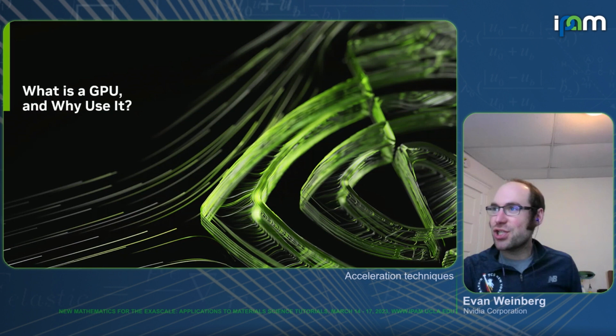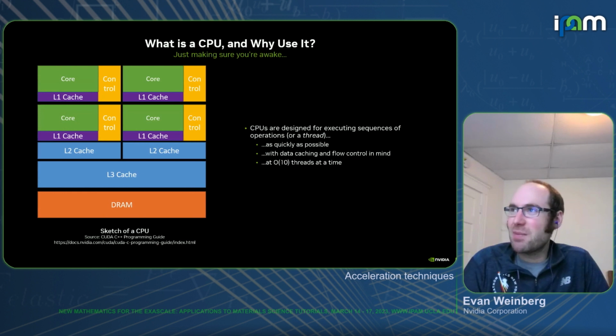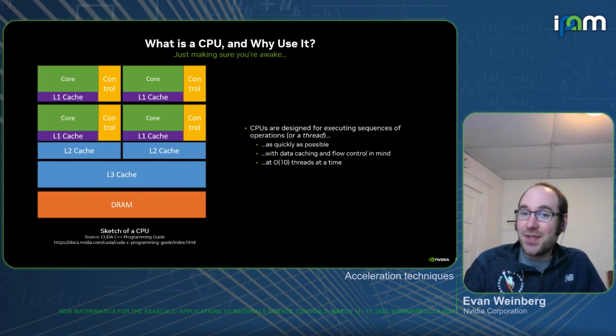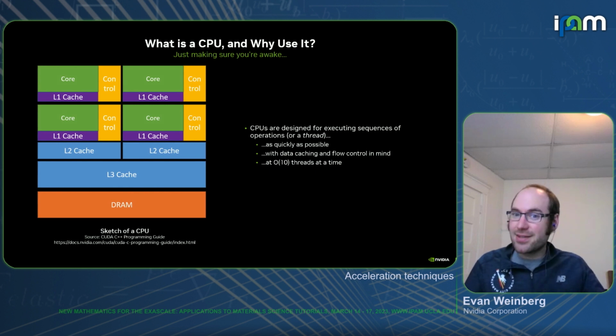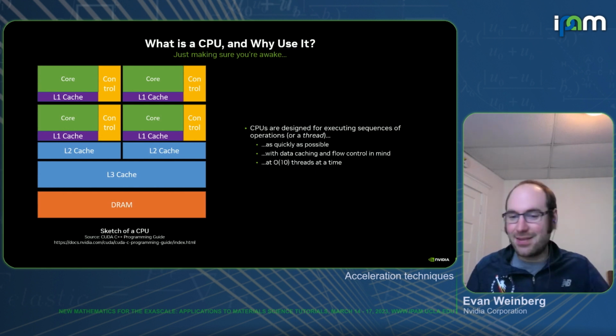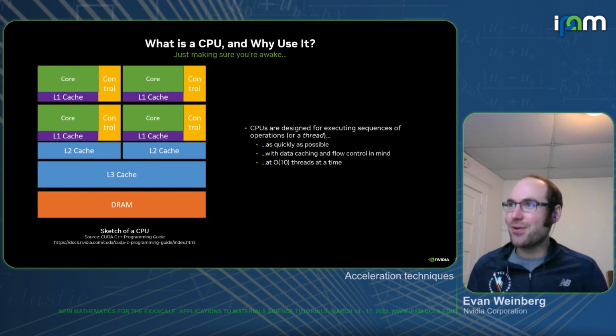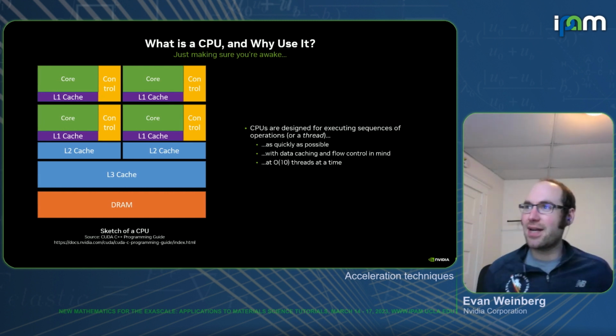Cool. All right. What is a GPU? Why use it? How do you spell it? Just kidding. Let's talk about CPUs first. CPUs are designed for executing sequences of operations, which we call threads. It's designed to do it as quickly as possible with things like data caching and flow control in mind. And modern CPUs have on the order of 10 threads. This might be dating myself, but I once had a 1-core Pentium 4 CPU, and folks who are older than me are rolling their eyes and thinking about how lucky I was.